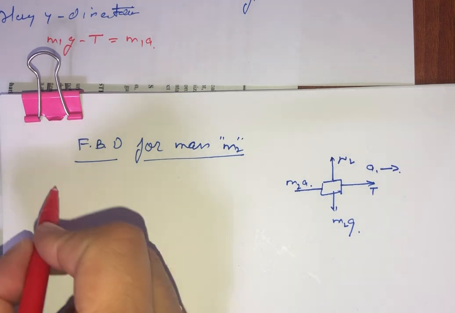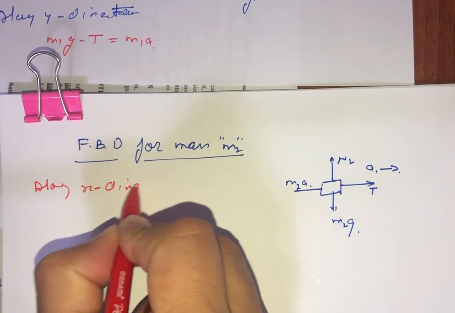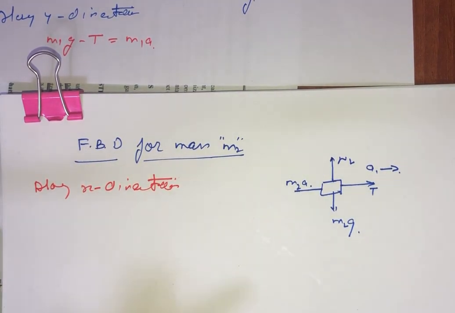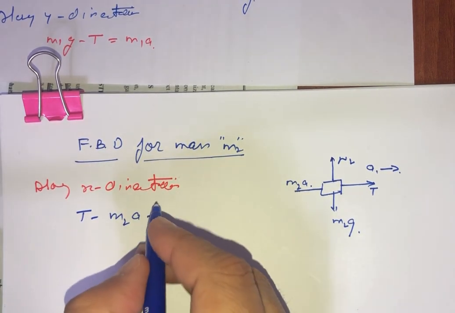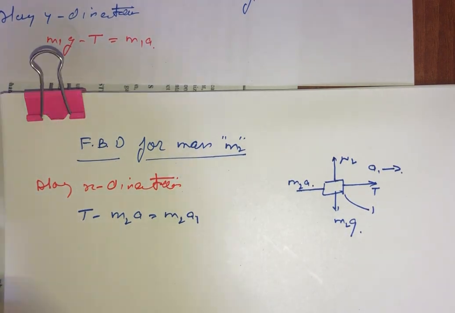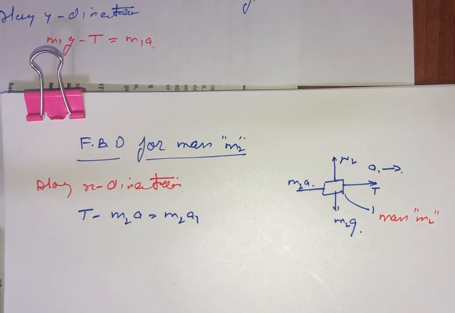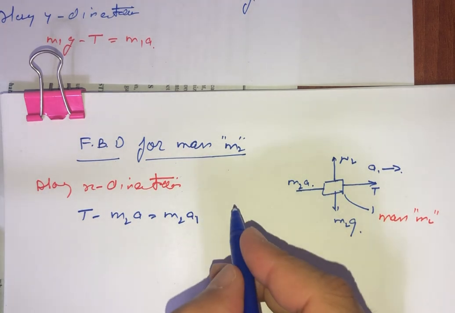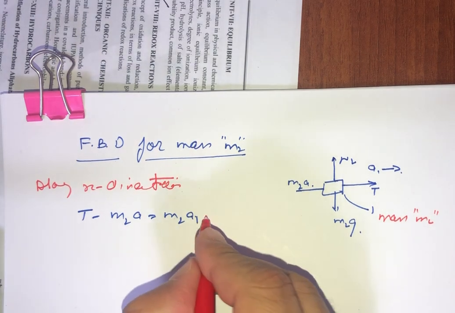You can see that along the x direction we get T minus m2a equal to m2a1, and this is mass m2. Let us call this equation number 5.